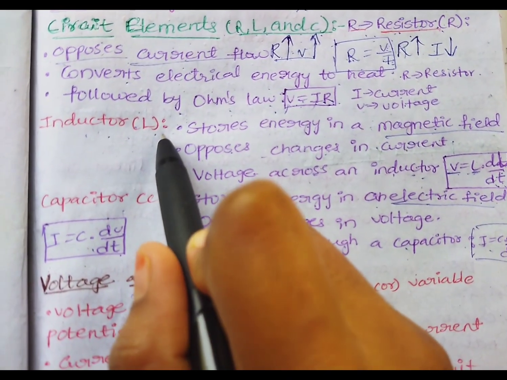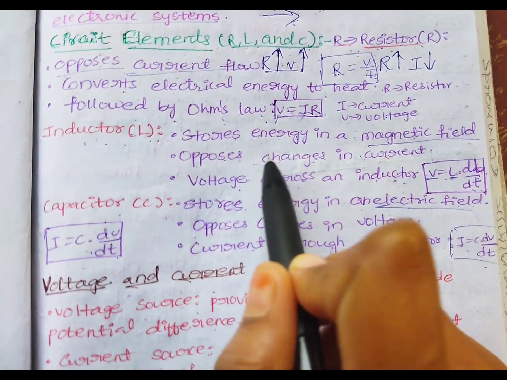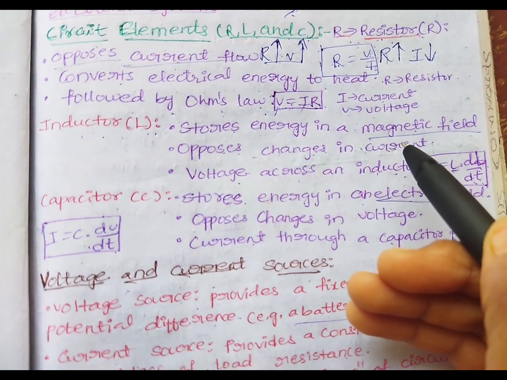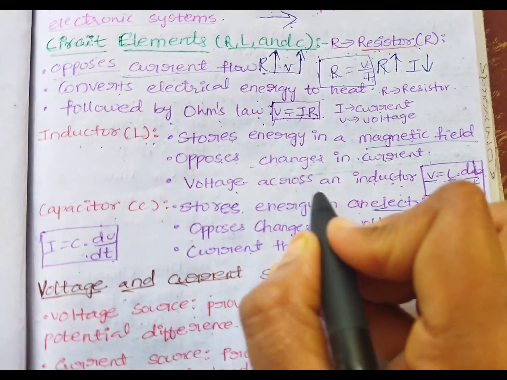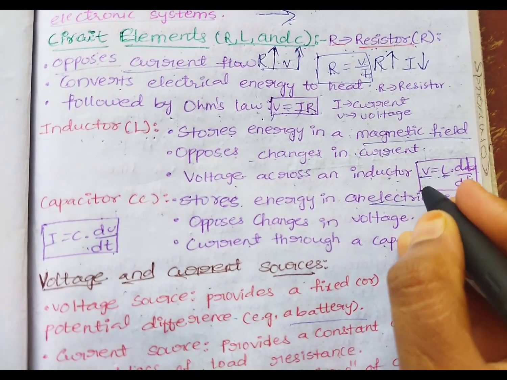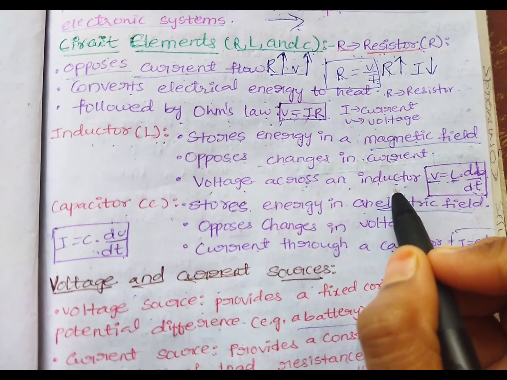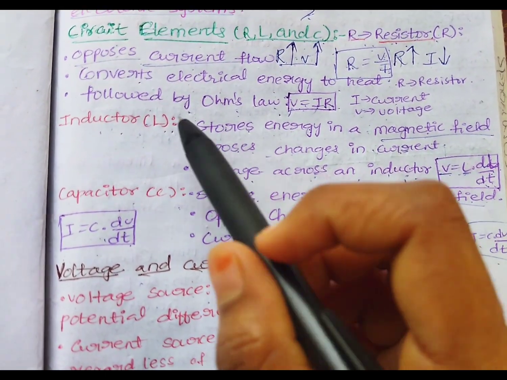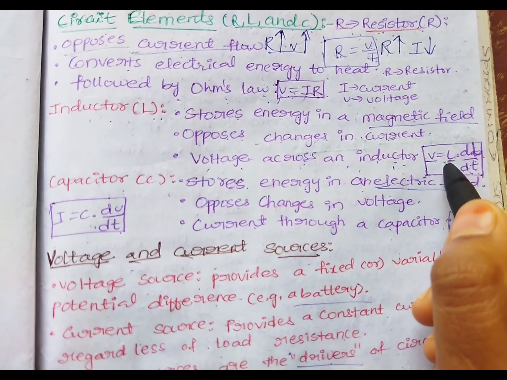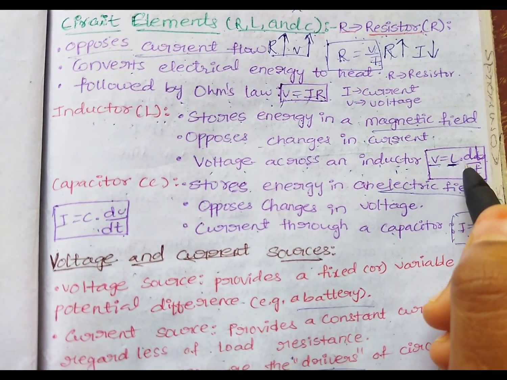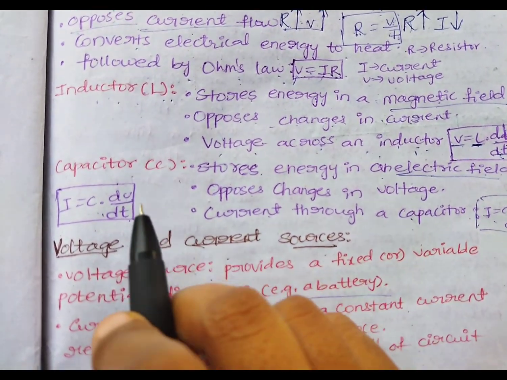Inductor is denoted with L. It stores energy in a magnetic field. It opposes the change in current, that is dI. Voltage across an inductor. These three points are included in inductor. V equals L, where L is the inductor, into dI by dt.